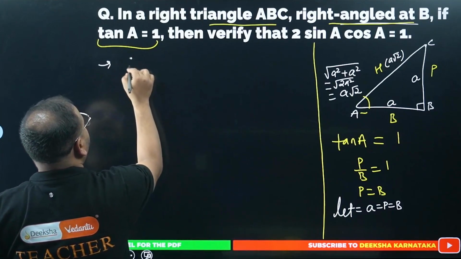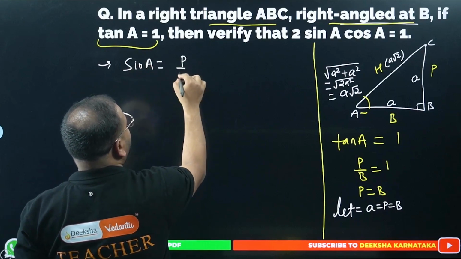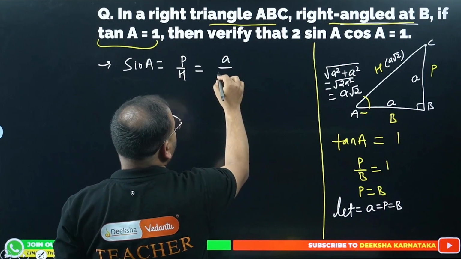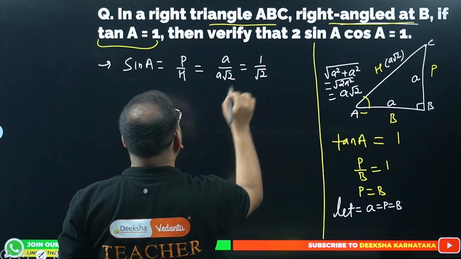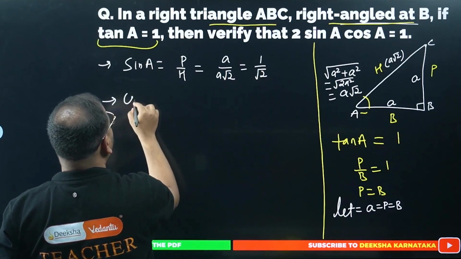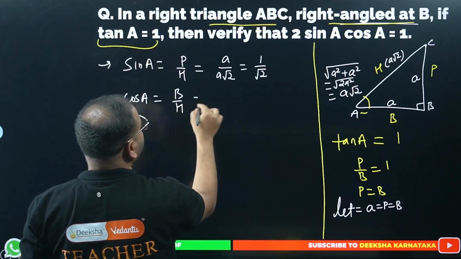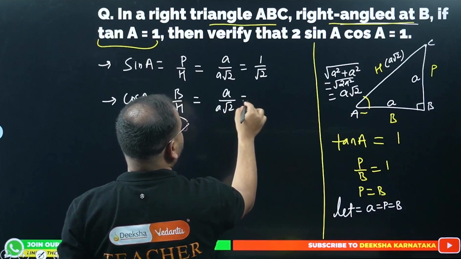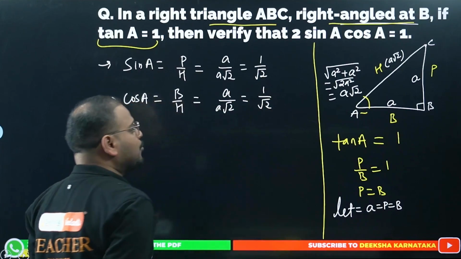So my sine A is going to be P by H. What is P? Just A. What is H? A root 2. A and A will cancel. This is going to be 1 by root 2. What is my cos A, sir? Cos A would be B by H. What is B? A. What is H? A root 2. If I cancel A and A, what is left again? 1 by root 2.